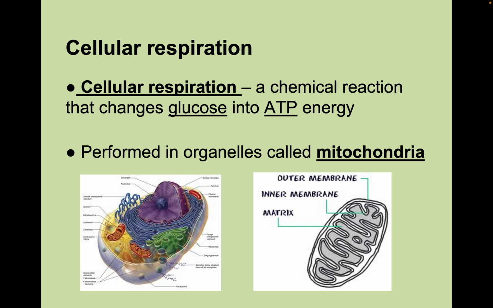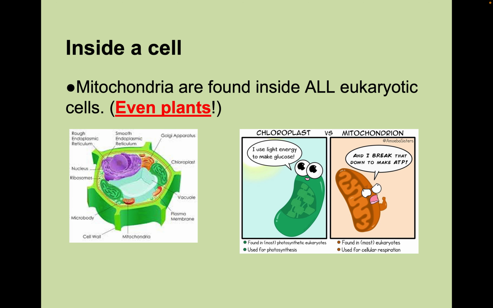This takes place in organelles that are called mitochondria. In a picture of a cell like this one, these orange guys here, those are mitochondria. They look like an oval with squiggles inside. Mitochondria are found even in plants. So animals have them, humans have them, obviously. Fungi have them, and plants have them too. So plants get to do both photosynthesis and cellular respiration.